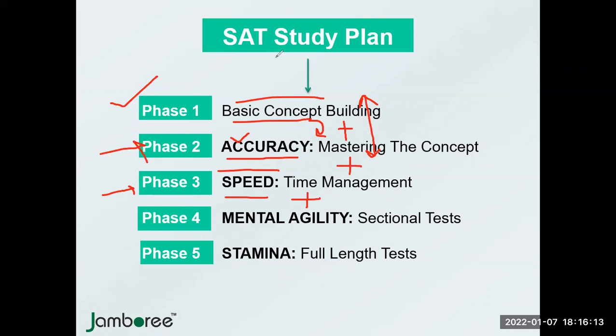The frame of mind that you have to be in to do a reading passage is totally different from the frame of mind you have to be in while doing a math question. So this requires mental flexibility, the ability to switch between different types of questions, not losing time and maintaining accuracy. So that's the skill. That's what we call mental agility. Agility stands for flexibility. So basically, this is the fourth phase of your preparation.